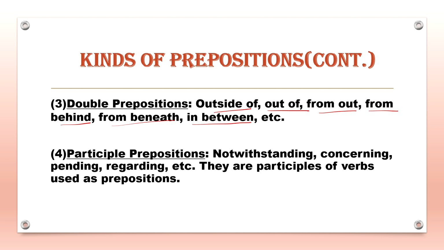Now next, participle prepositions. So notwithstanding, concerning, pending, regarding, and so on. These are your participle prepositions. They are participles of verbs used as prepositions. So let us take an example. Notwithstanding the resistance offered by him, he was arrested by the police.